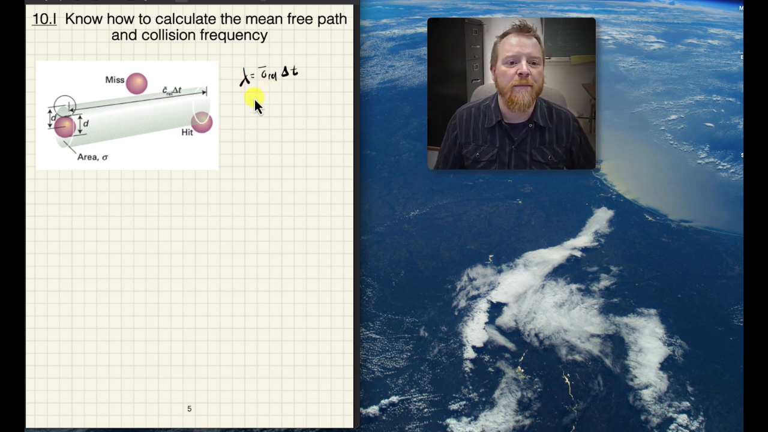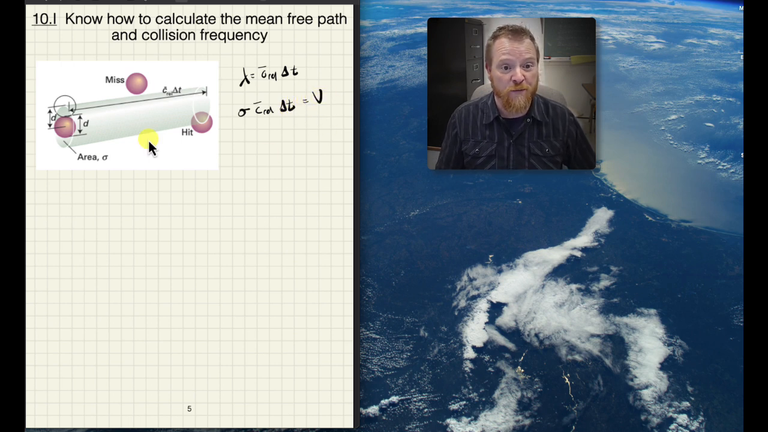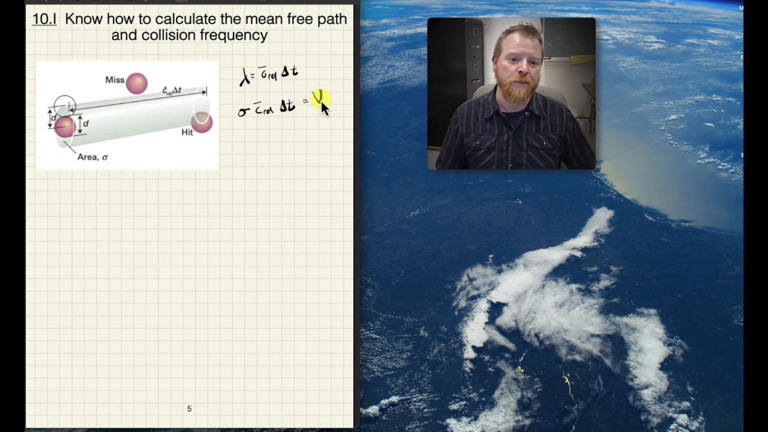And now if we multiply all of that by the collisional area, sigma, times C relative times delta T, that gives me the volume of my cylinder here, right? Area times the distance gives me a volume.